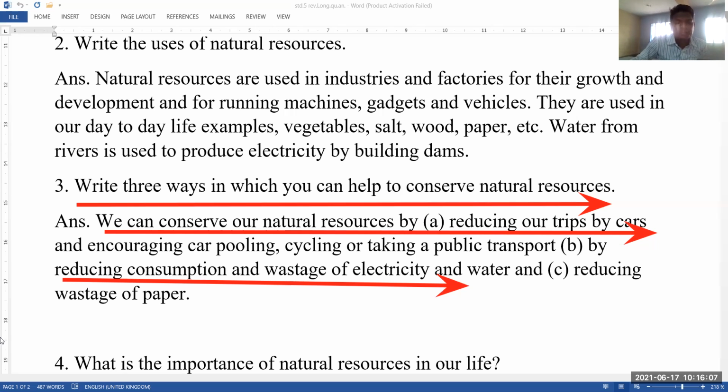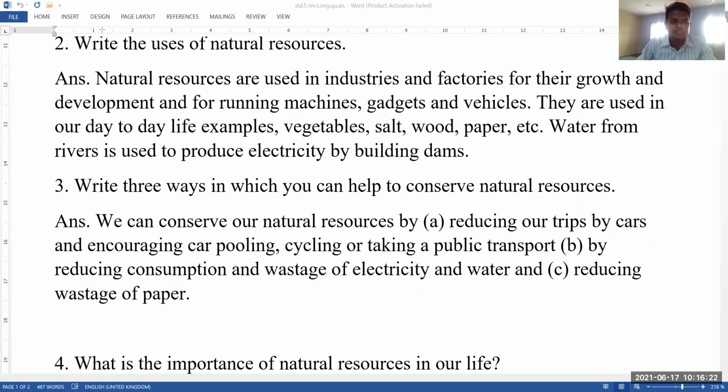Okay, reducing wastage of paper. When there is no need, don't waste the paper. So in this way, you can help to conserve our natural resources. Okay, next question, my dear students. Let's move.